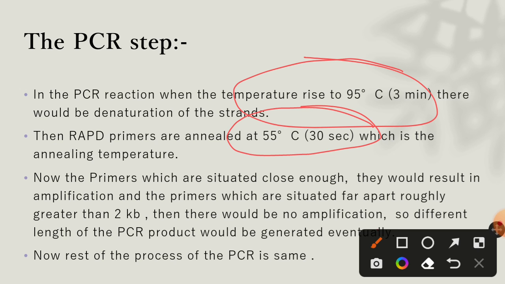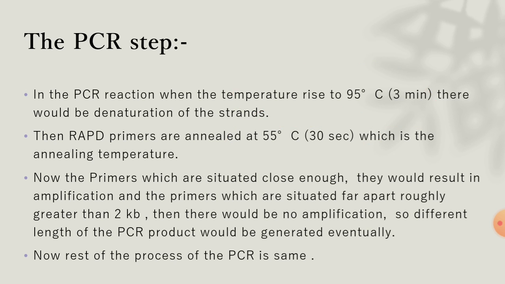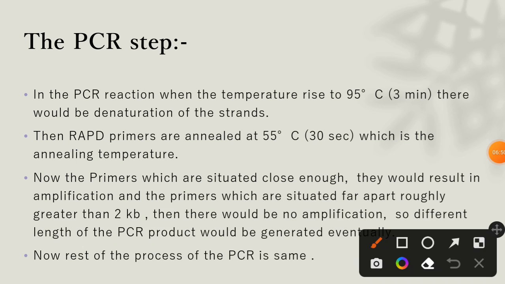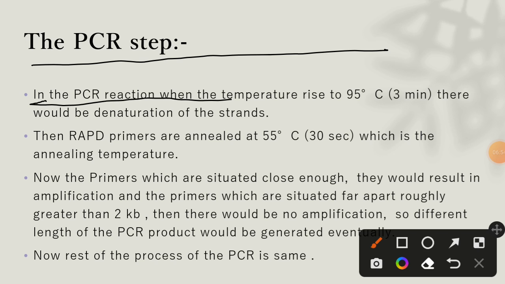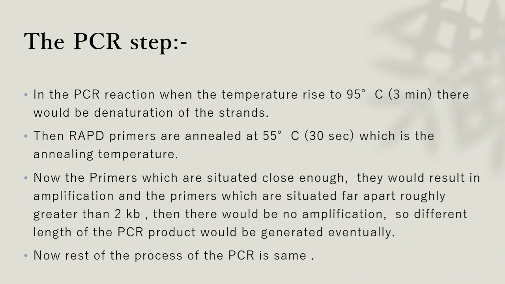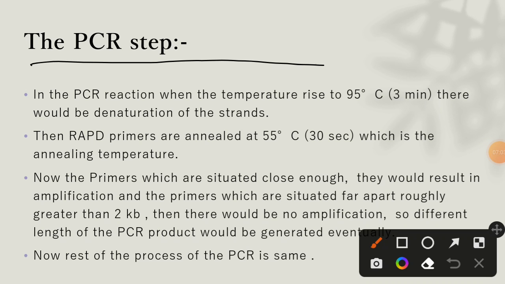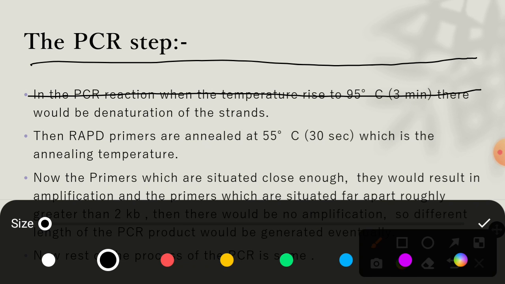Now during this annealing there can be two possibilities. One possibility is, let me draw it, then it will be very easy for you to understand. Suppose it is a double stranded DNA molecule. So we have denatured it, then we have added the primer.